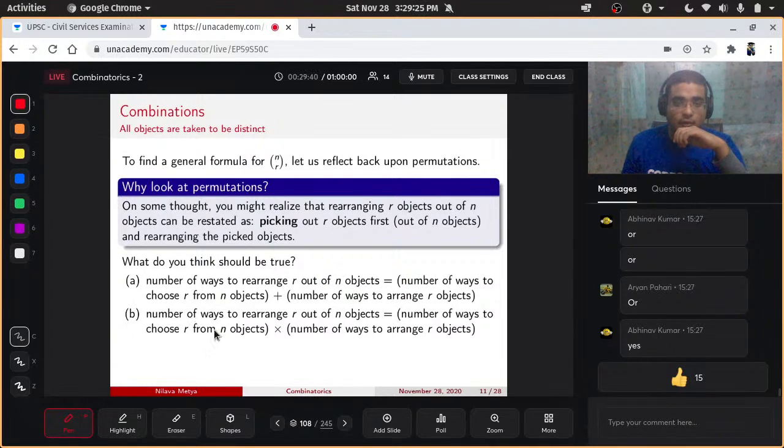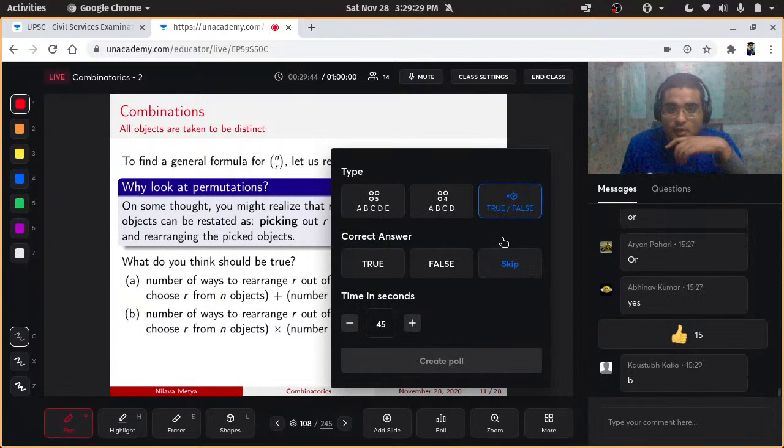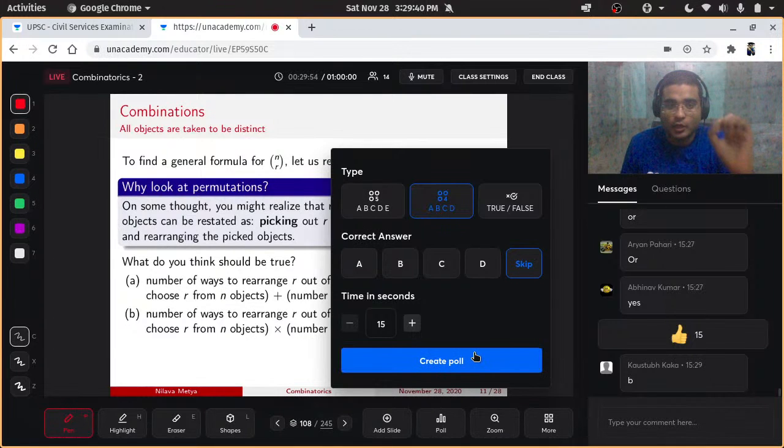What should be the true thing? Should it be A or should it be B? I'm giving you a poll. The poll is of 15 seconds. The poll starts now. Choose A or B only. There will be options C, D. Choose A or B.